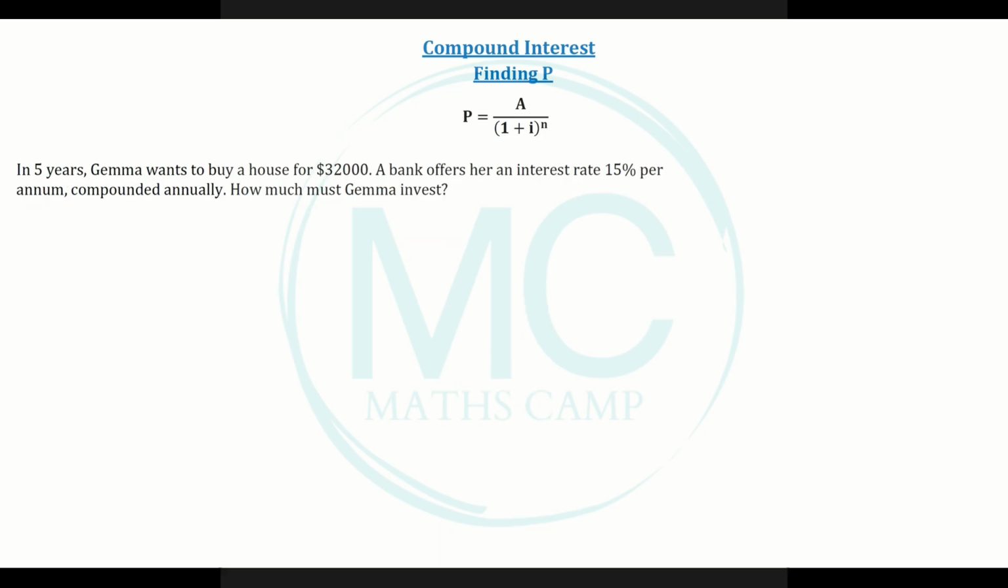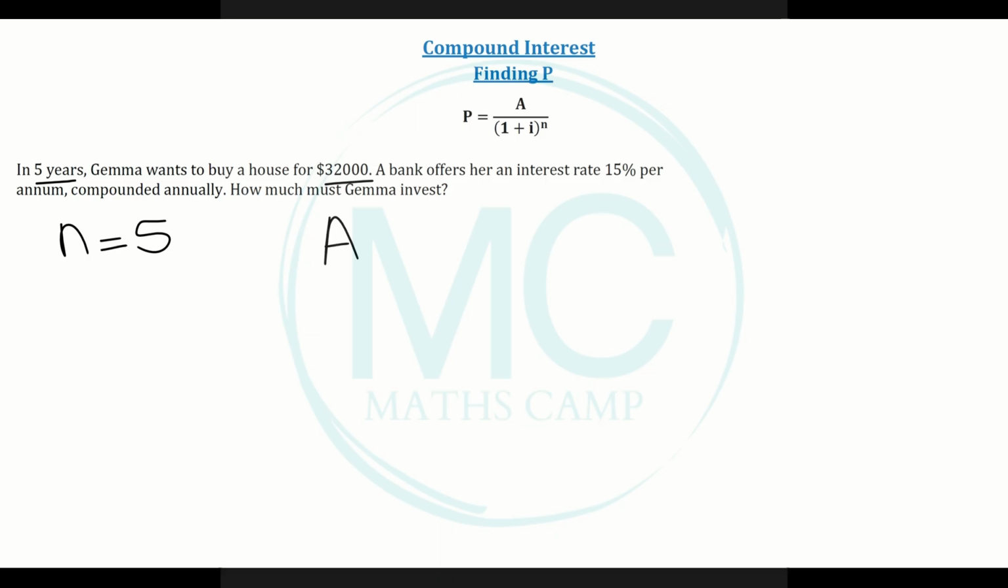In 5 years, Gemma wants to buy a house for $32,000. The bank offers her an interest rate of 15% per annum compounded annually. How much must Gemma invest? Again, we are looking for the principal amount, so we need to solve for P. Let's find our A, I, and N values. Gemma wants to invest for 5 years. That's the duration. So N is equal to 5. She wants to have an amount of 32,000. So that's the accumulated amount.